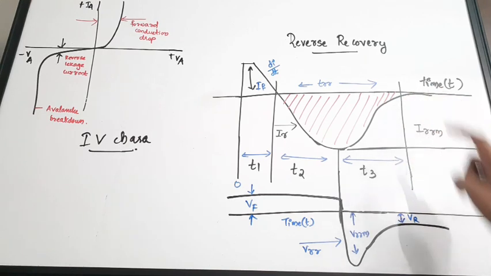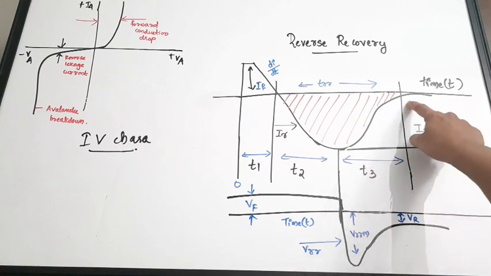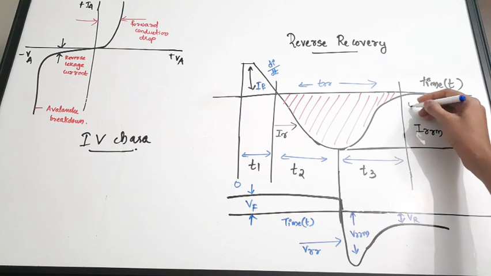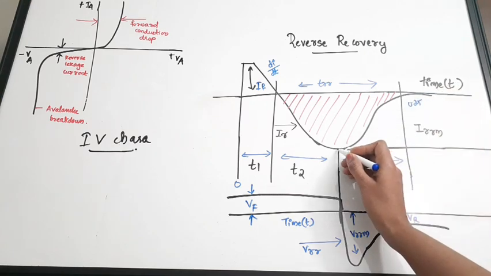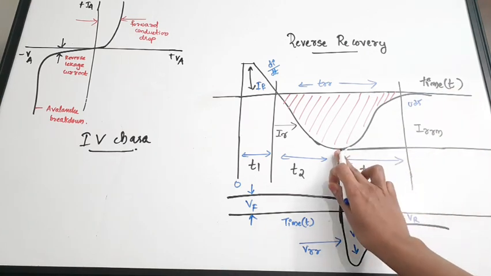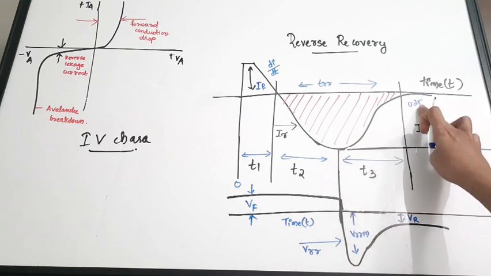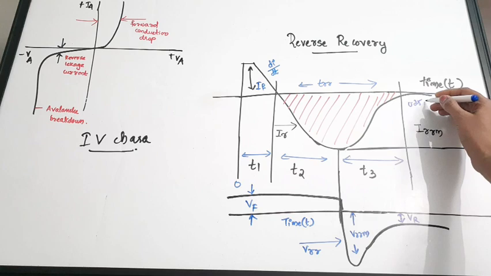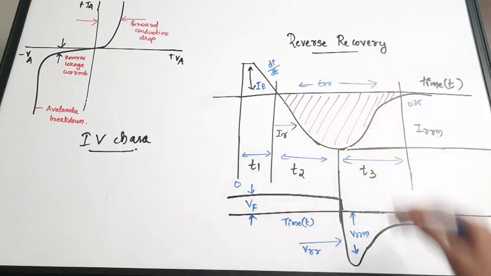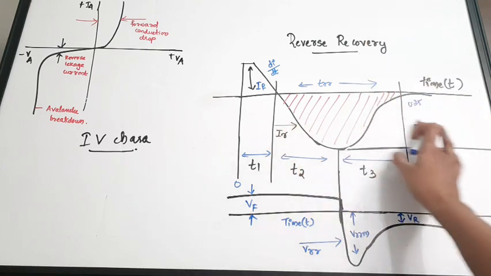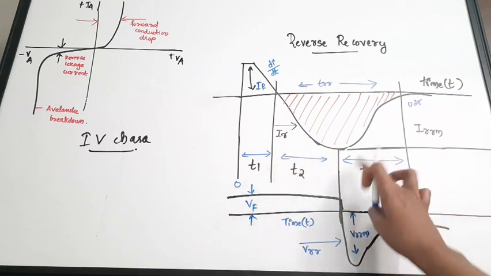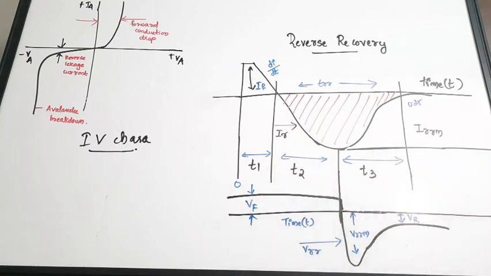We consider that here the current will be 0.25 of this maximum value. So there is a maximum negative value, and it will drop to 0.25 of the negative peak. This time is called reverse recovery time. That is, the sum of T2 plus T3 is called the reverse recovery time. I hope this concept is clear.